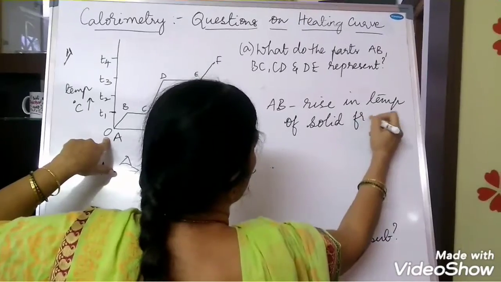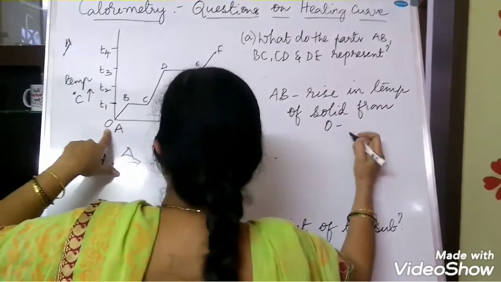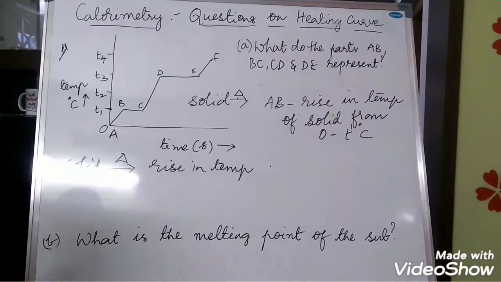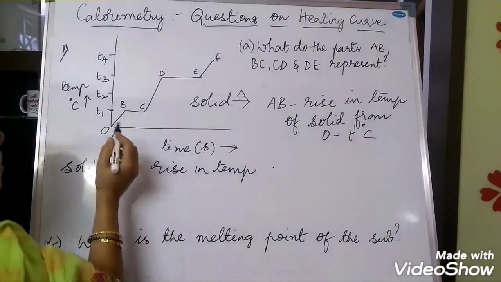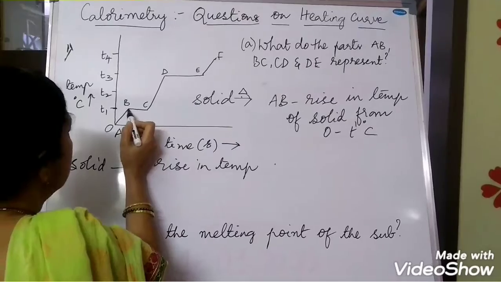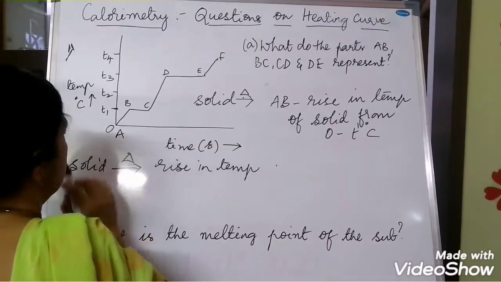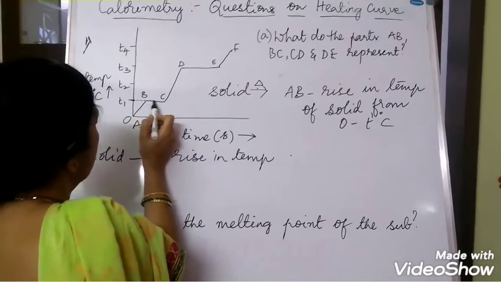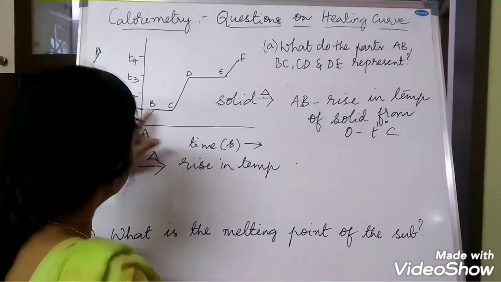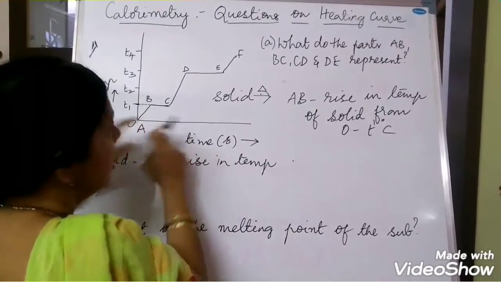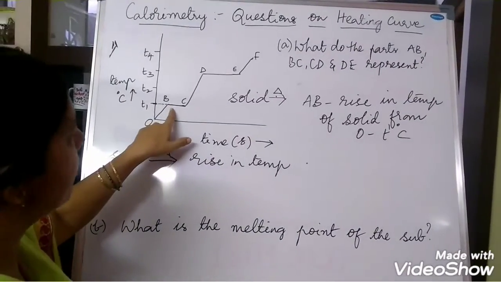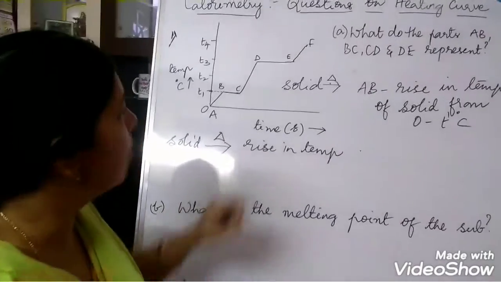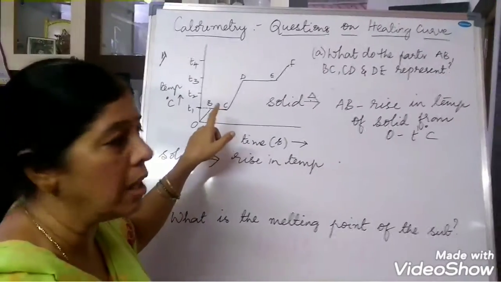What is the temperature from where it starts rising? From 0 to T1 degree Celsius. This is the rise in temperature of the solid. Now, just observe here, when the temperature reaches B, already some time has gone, but at B what happens? If you observe this part of the graph, that is BC, the temperature is remaining constant, but the time is changing. So, already as I have discussed in my previous video, when the temperature remains constant, what happens? There will be change of state taking place.